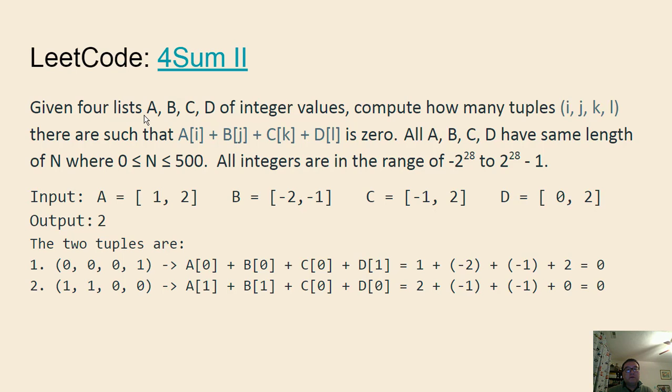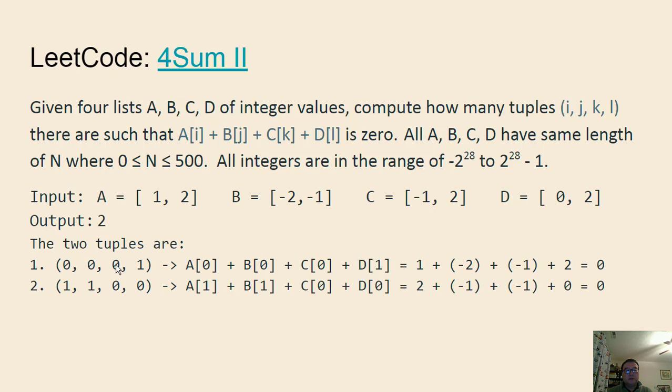We are given 4 lists of integer values, and we are asked to compute how many tuples i, j, k, l, which are indices into the 4 lists, are such that the sum of the corresponding elements is 0. All the arrays have the same length, which is at most 500, and all the integers are in a range such that adding 4 of them will not overflow an int.